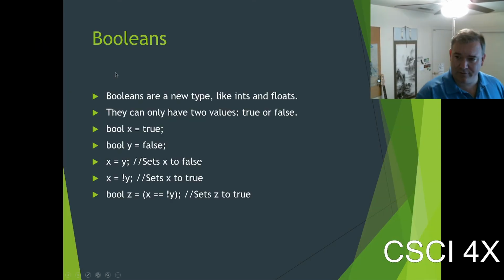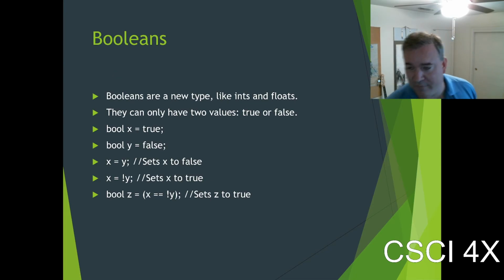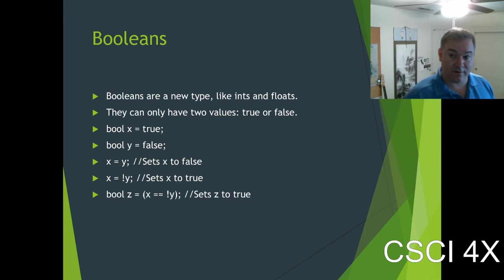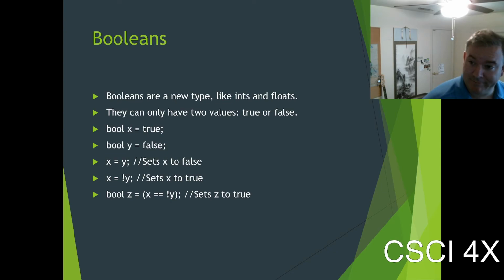So Booleans. Booleans are a new type. We've learned ints, floats, and strings. Now we're learning Booleans. And the good news about Booleans is that they're really easy to learn. They're basically integers that can hold 2 values. So there's true, which is 1, and there's false, which is 0. That's about it. They can be true or false. And you can write out true or false, or you can use 1 and 0. Either way, it will work.